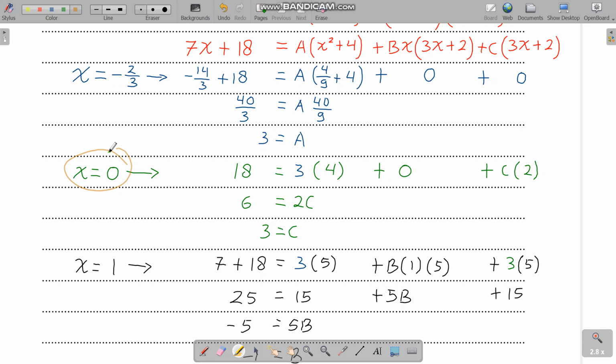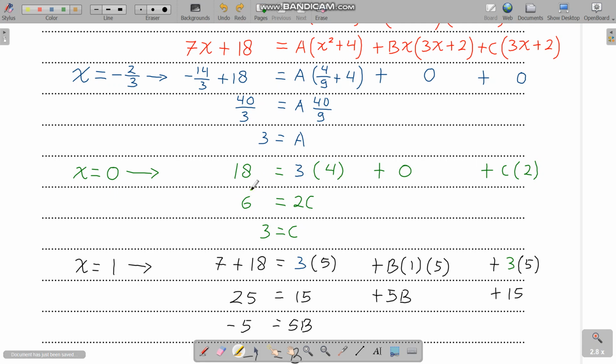Because of this x here, we also have another 0 of the factor. We can use x equals 0. So this x is 0, this x is 0. So we have 4 times, we already know the a. And here when we plug in 0, 0 times whatever is 0, this term goes to 0. And here we plug in 0, we have 2 times c. So this is 12. 18 minus 12 is 6. And divide by 2, we get the c.